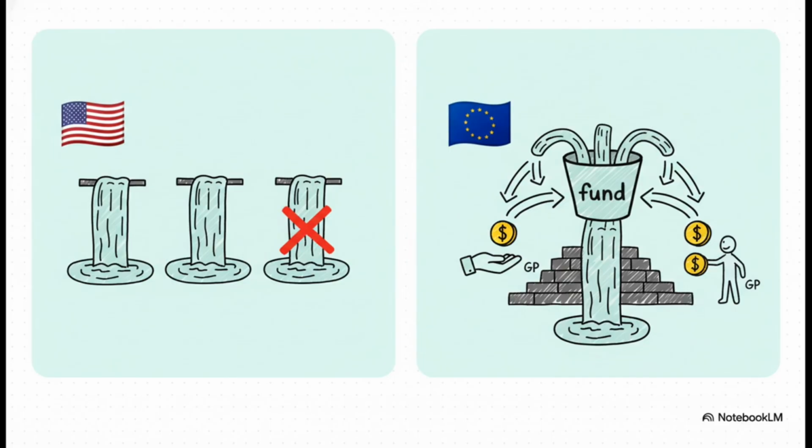The European model is generally seen as more friendly to investors. It pulls everything together into one big pot. The GP only gets their big reward after all the investors in the entire fund have gotten their money back and hit the return targets.